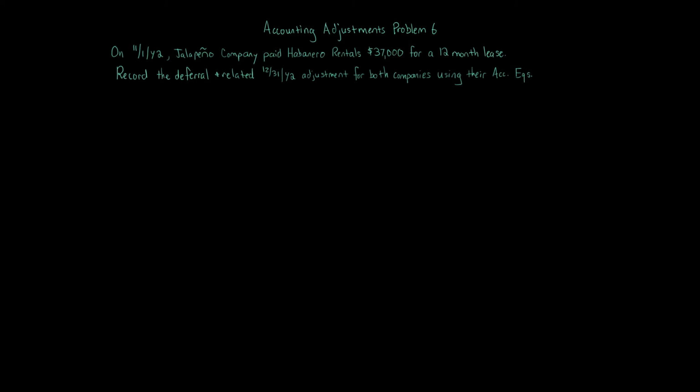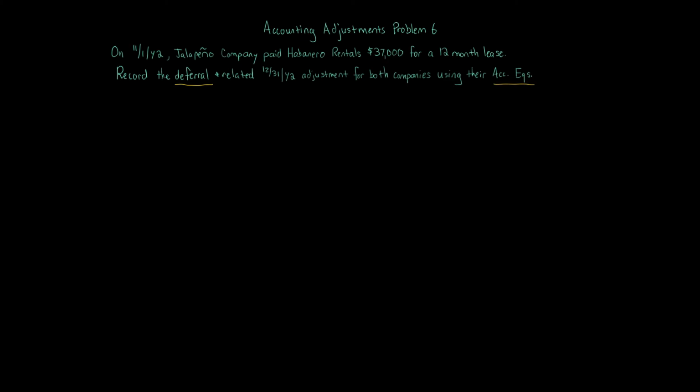Now, there's a few little hints here. We know that when it comes to adjustments, there's four main adjustments. There's prepaid expenses, unearned revenues, and accrued expenses. Because it's dealing with deferrals, we really know it can only deal with prepaid expenses and unearned revenues. I'll tell you that in this problem, it deals with both. So we're going to use the accounting equation, and we're going to go through both of these specific questions.